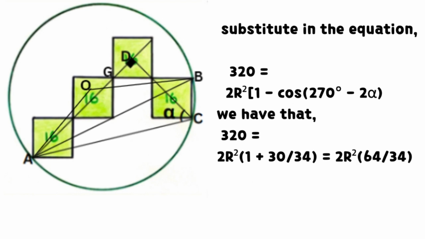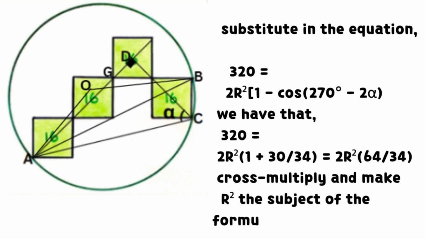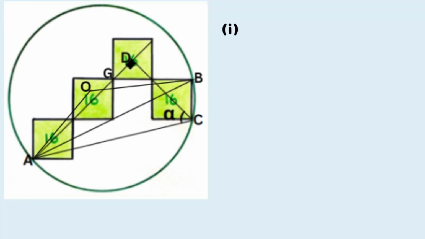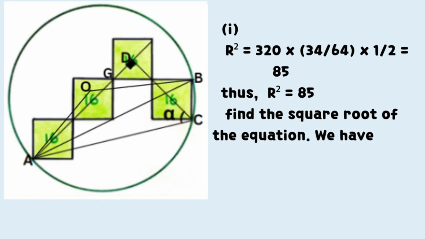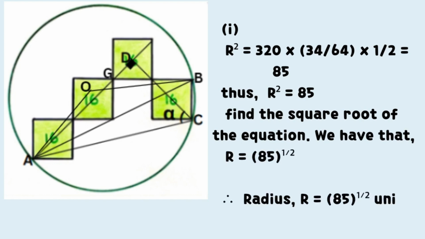Substitute in the equation as shown on the screen and we have that 320 equals 2 times the square of r times 64 divided by 34. Cross multiply and make the square of r the subject of the formula, or solve for the square of r. We have that for question 1, the square of r equals 85 units after substituting values and simplifying terms. Find the square root of the equation. We have that r equals the square root of 85. Therefore, radius r equals the square root of 85 units.